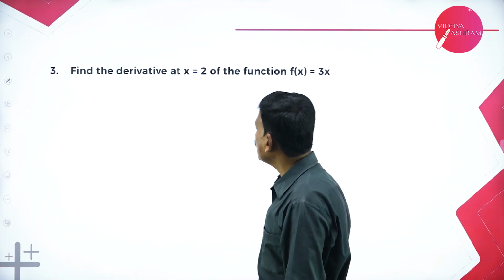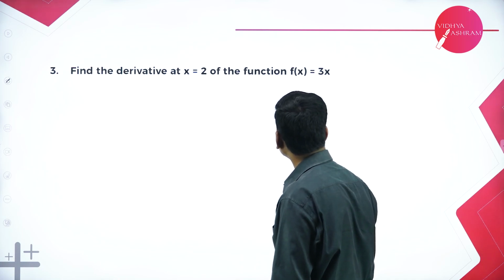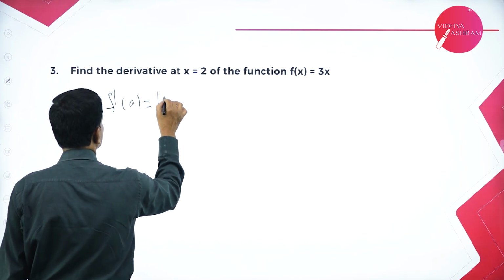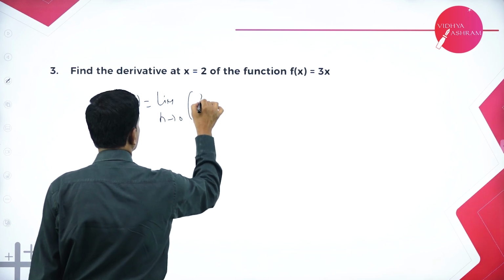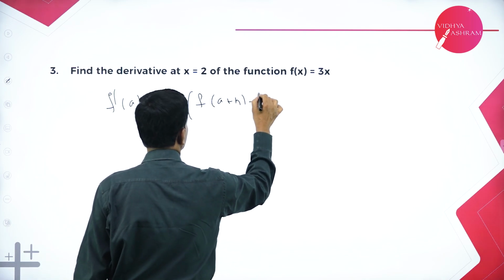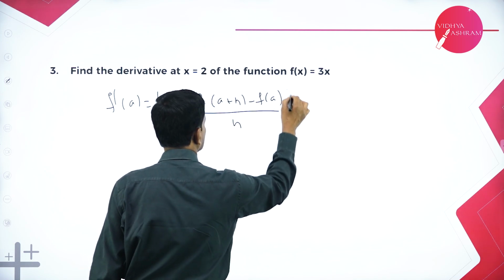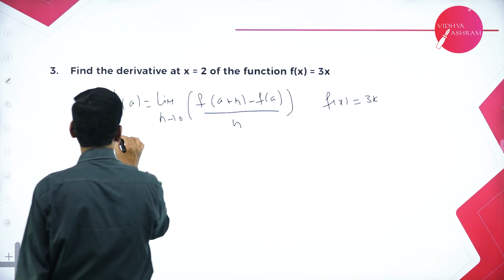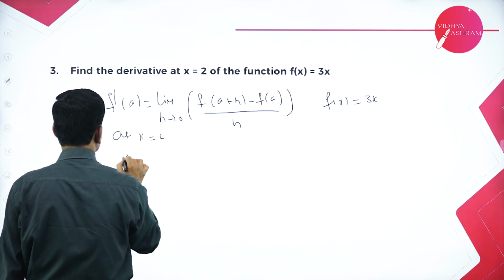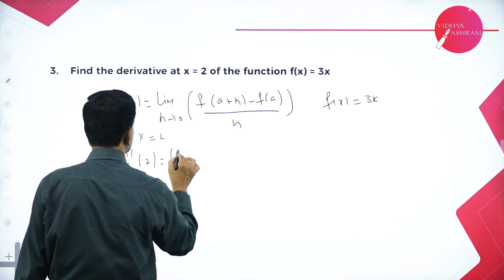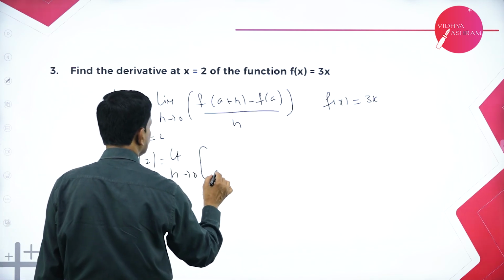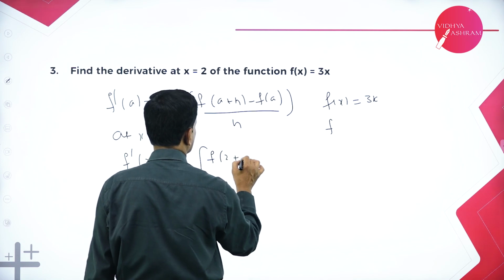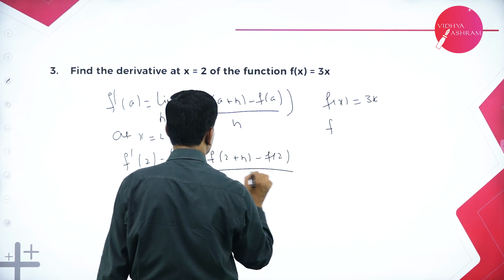Find the derivative at x is equal to 2 of the function f of x is equal to 3x. Same. So what is the definition? f dash of a is equal to limit h tends to 0 of f of a plus h minus f of a divided by h. So what is the function given? f of x is equal to 3x. At x is equal to 2 means f dash of 2 is equal to limit h tends to 0 of, what is a here? f of 2 plus h minus f of 2 divided by h.